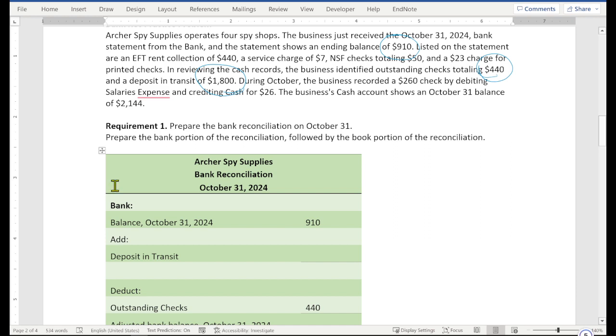But the bank doesn't know about it yet. So those are in transit. They haven't cleared yet for the bank side. So we need to add them to the bank's balance because we really did get that money from those customers. So let's go ahead and add 910 plus 1,800, 2,710.